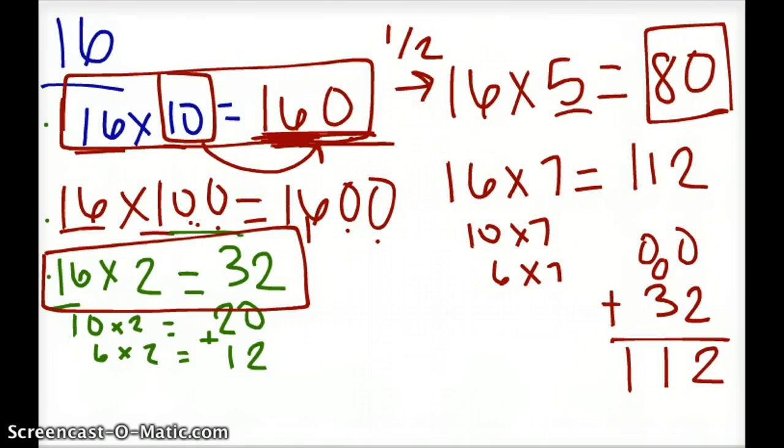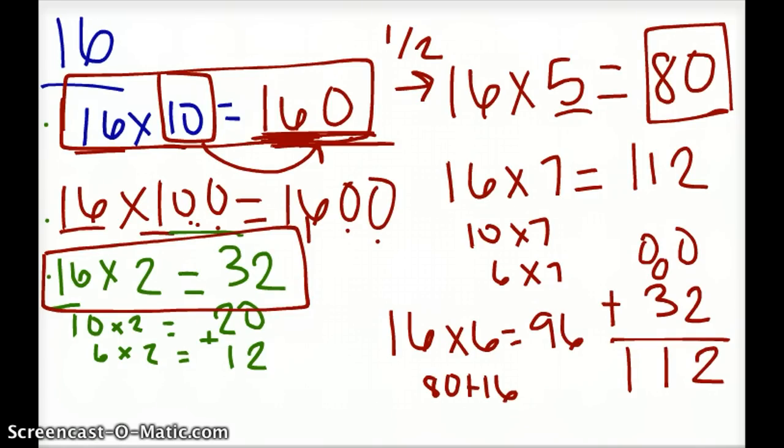Same could apply for 16 times 6. Well, now I know 16 times 5 is 80, so all I have to do is add on another group of 16, which gives me 96. So now I'm able to solve multiplication problems that are not basic facts with relatively little amounts of work or even some of them mentally.